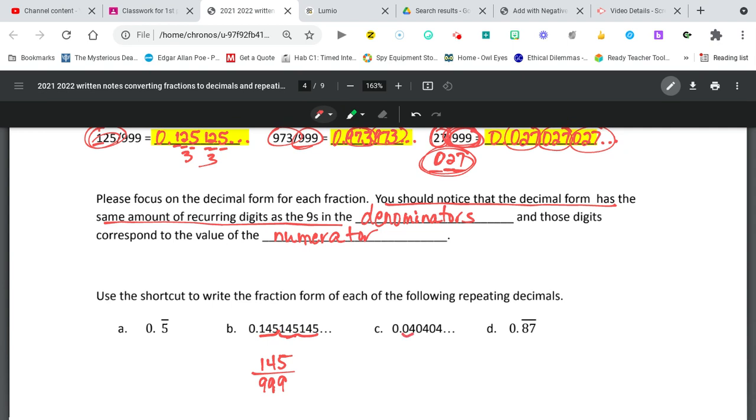Here it's 0, 4, 0, 4, 0, 4. That's 2 digits recurring, so it's 2 nines in the denominator. But you don't put 0, 4, guys. Just put 4 in the numerator.